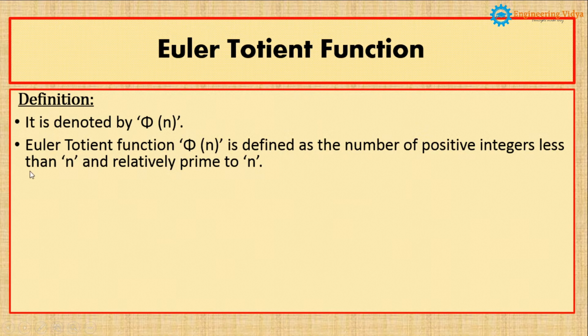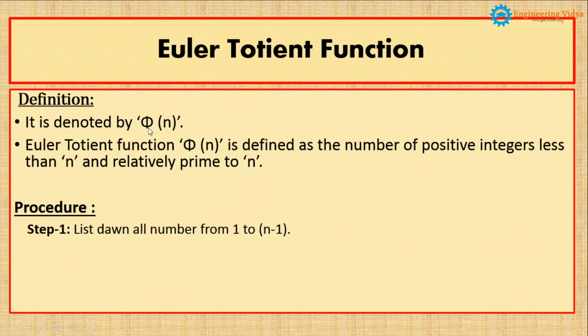The definition can be understood better if I cover the procedure to calculate the Euler Totient function, as well as an example. So now we'll see the procedure to compute it. Suppose we want to calculate phi of n. At step number 1, we'll list down all the numbers from 1 to n minus 1. Why are we taking n minus 1? Because we need to calculate phi of n, so we'll take numbers less than n.